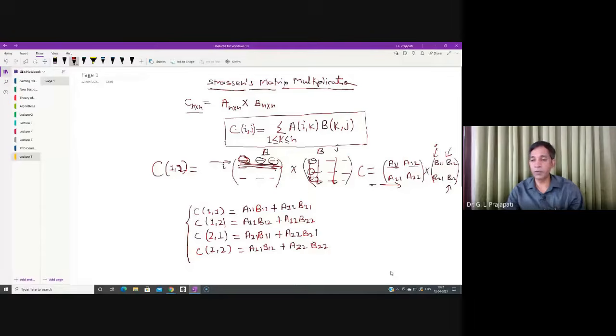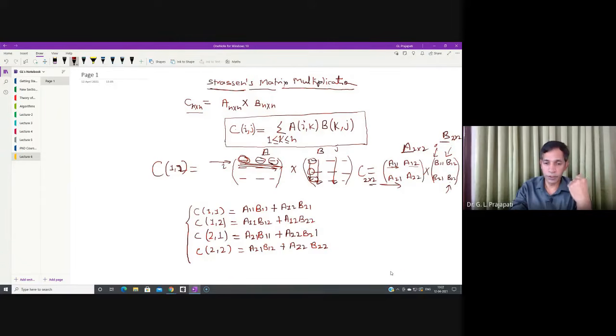So you have the 2 by 2 matrix A, and here you have the B. So A is 2 by 2 and B is also 2 by 2. If you want to multiply them, the resulting matrix C will also be 2 by 2. So you get the entries like this with the help of this formula.